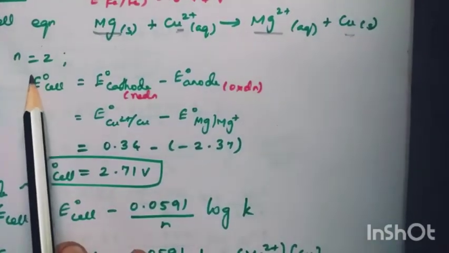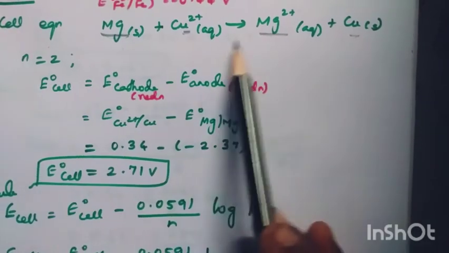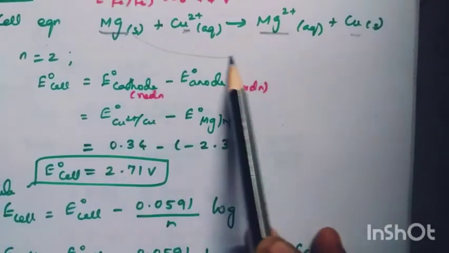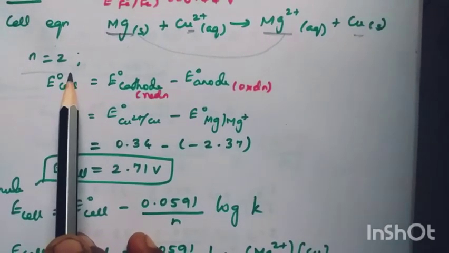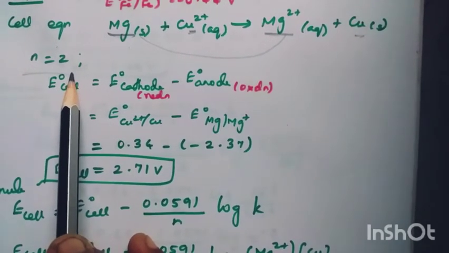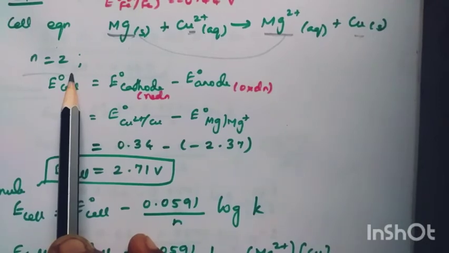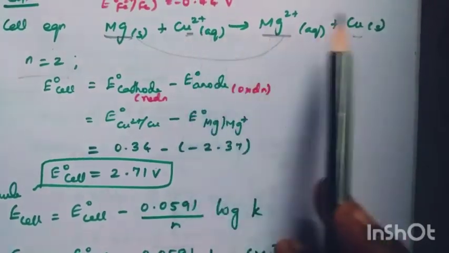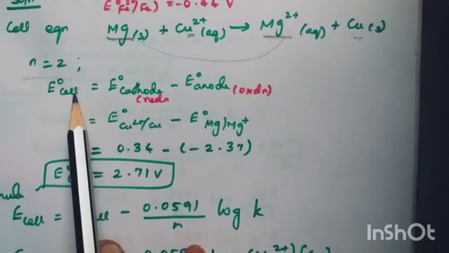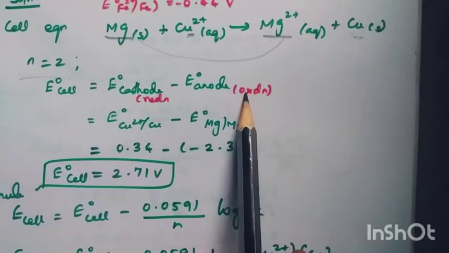What is n? n means the number of electrons transferred. How many electrons are transferred? Mg is converted to Mg2+, so the n value is 2. Now we have to find the overall E0 value, which is given separately for Mg2+ and Cu2+/Cu. What is the formula? E0 of the cell is equal to E cathode minus E anode.